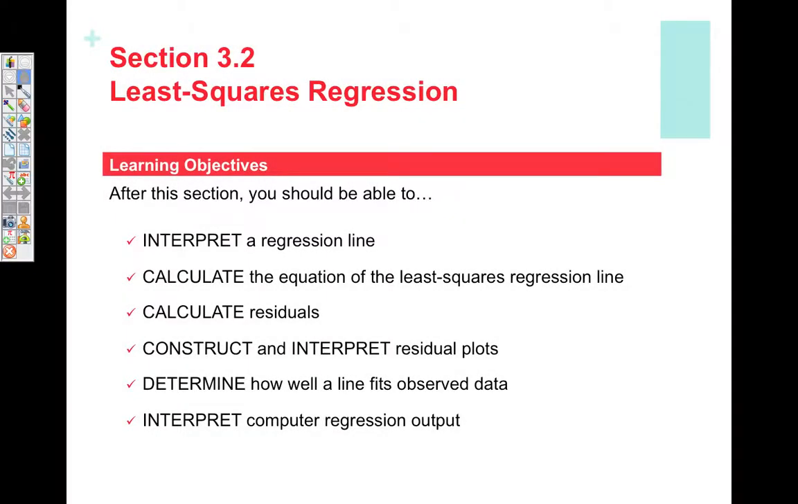Alright, we're going to look at how to do least squares regression. This is all about finding the line of best fit for some linear data. So we're going to split this into several different sections. The big thing that we're going to talk about today is interpreting a regression line. What does it mean? What does it tell us? What can it tell us? And what can't it tell us?